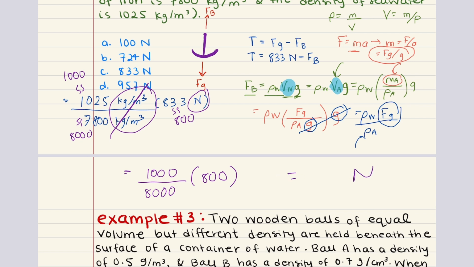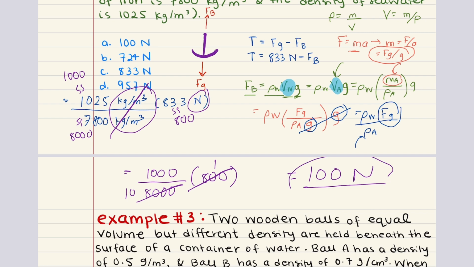Now, this is going to give us 100 newtons, and this is because we can divide both of these values by 800 to get 1 and 10, and we're left with 1,000 divided by 10. That gives us 100 newtons. Now, be careful here. This is not your final answer. This is just our buoyant force.